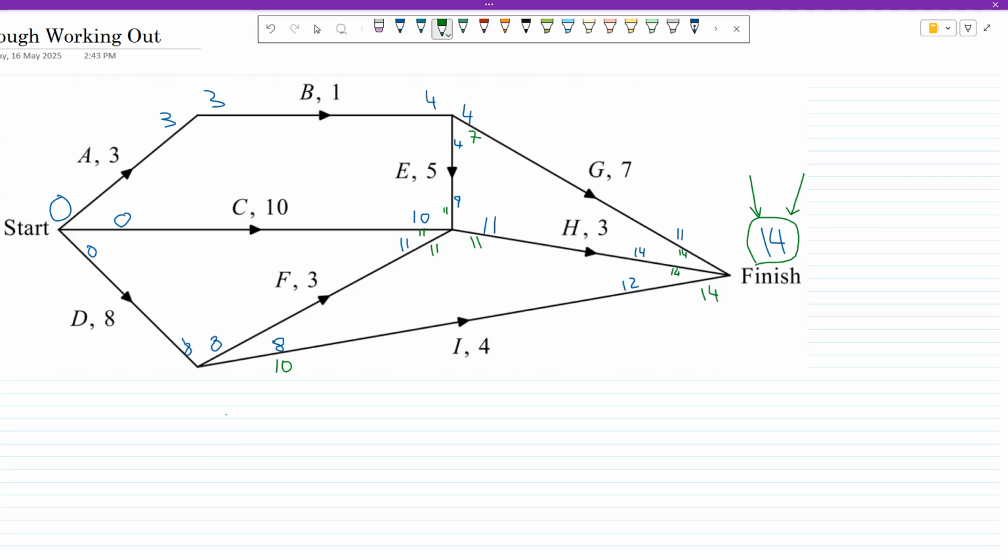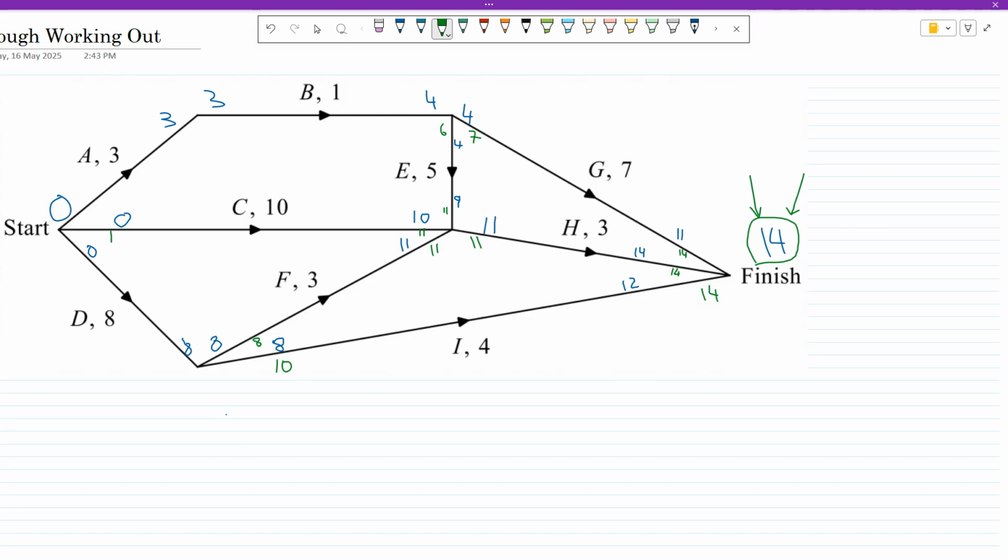Well, if the last finishing time is day 11 for E, then when's the last starting time? 11 minus 5 is 6. That is the absolute latest that I can start activity E. Same over here, look at C. If I must finish by 11, I've got to start it by day 1. It takes 10 days to do. F must finish by 11. It takes 3 days to do. So I must start 11 minus 3. I must start by day 8. Must start by day 8.